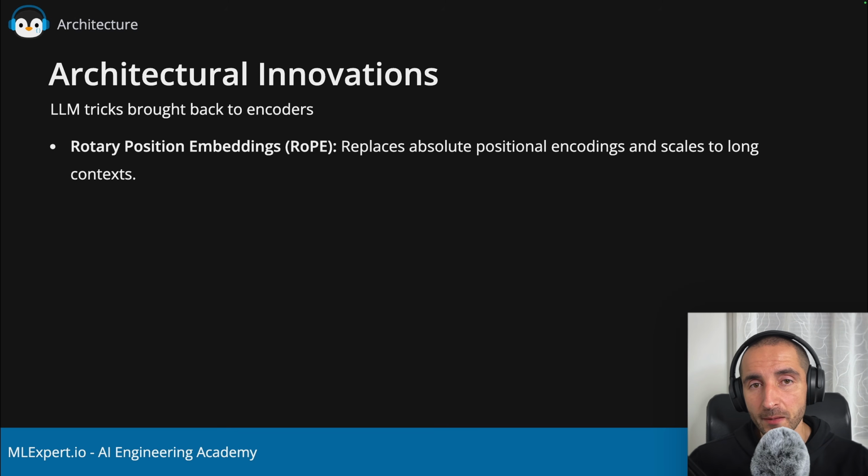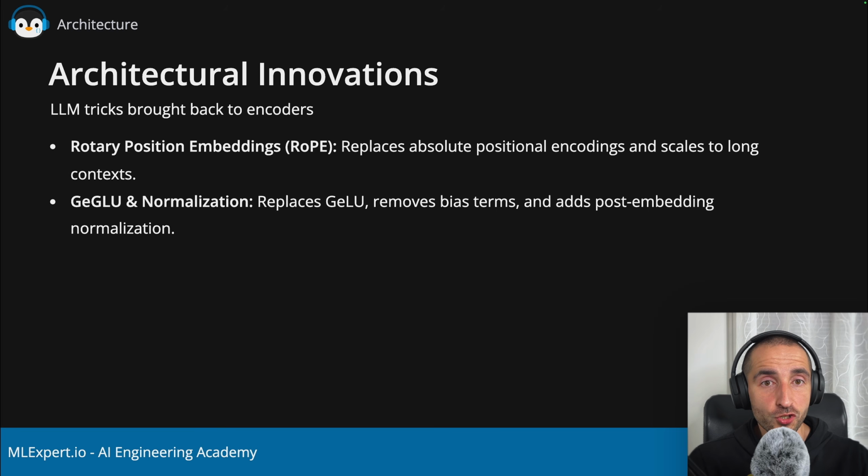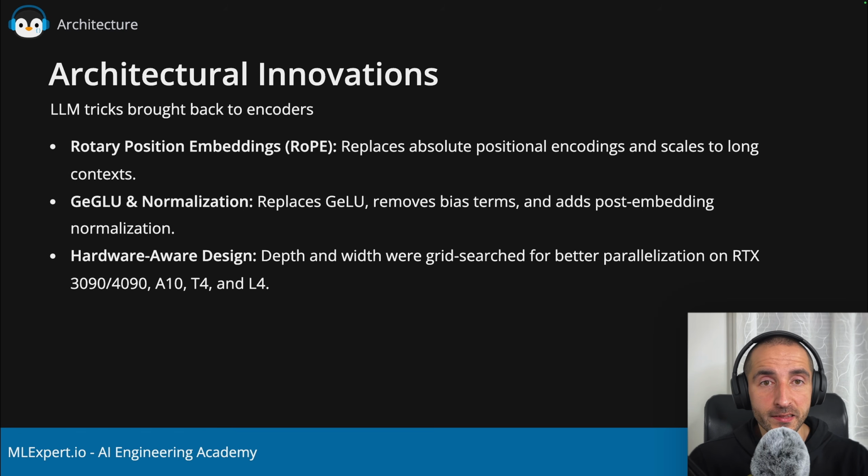Now we have replaced the absolute positional encodings with RoPE, and those types of embeddings are able to capture much wider context windows. There were changes within the normalization style and the activation functions between the layers. And the model width and depth were carefully chosen, or grid searched basically, based on the hardware that those types of models are going to be run and trained on.